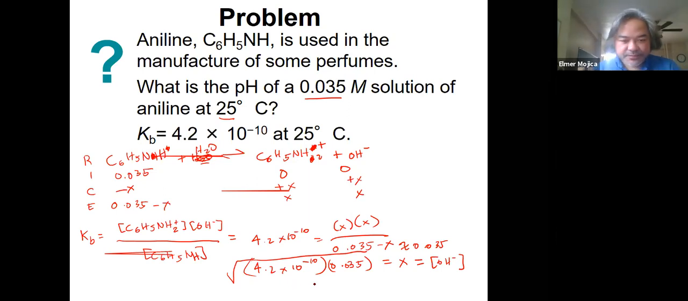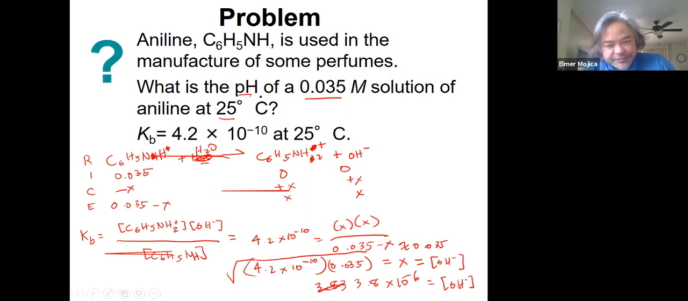Did you get this? Or around 3.8, not 3.80, 3.8 times 10 to the negative 6. But that's hydroxide. So the one that's being asked is what? pH. So how do we proceed there? I can convert this to what? A pOH, which is negative log of 3.8 times 10 to the negative 6.